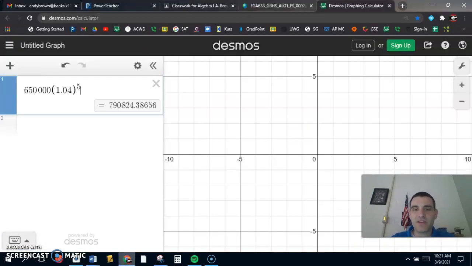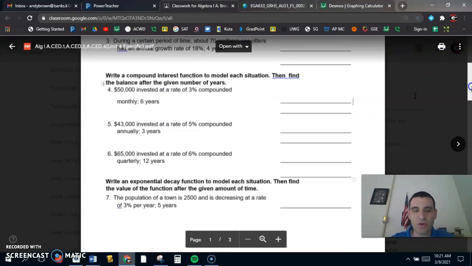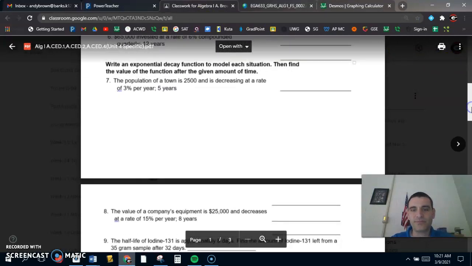I'm going to skip down this worksheet to number 7. Now, if you'll notice, the instruction says exponential decay, and again, that's more of an Algebra 2 topic. But for now, we know that it's going down in value. So I have a population of a town of 2,500, and it's decreasing at 3% per year.